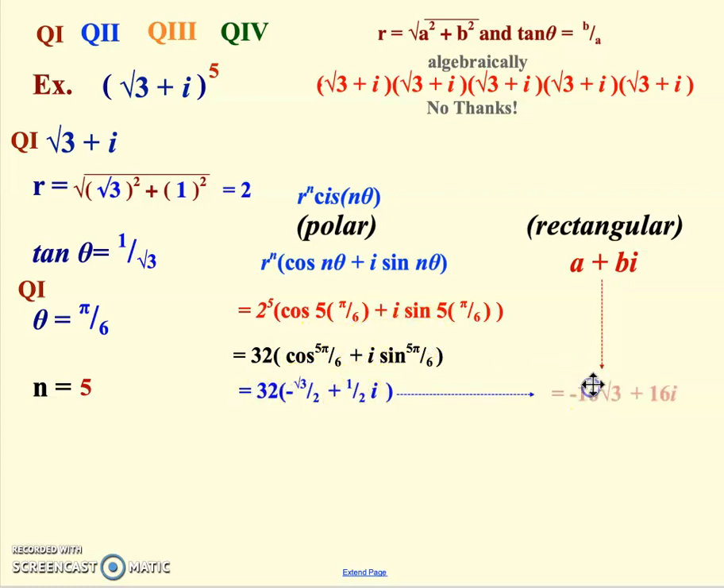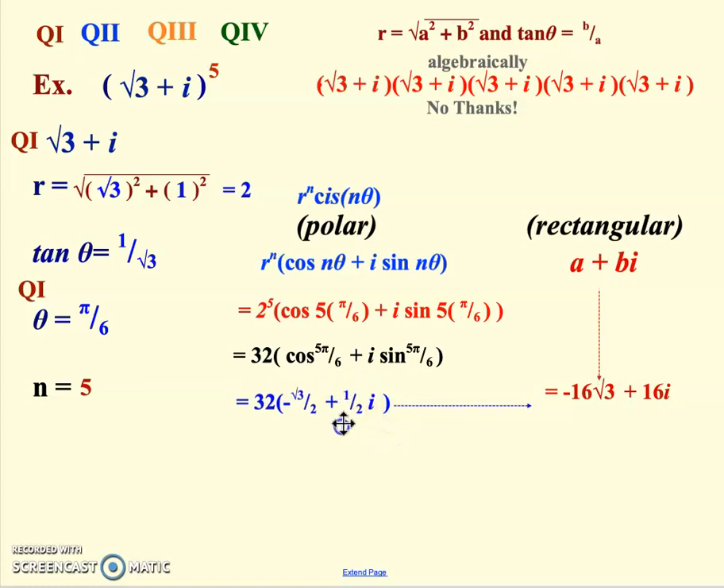Distribute the 32 in. What this represents is the answer to this, or even, I guess more importantly, it's the answer to this. But the work to get you from that to this is enormous compared to doing it in a polar format. So again, a nice way to get there without a lot of work. And a pretty easy formula to work off of.